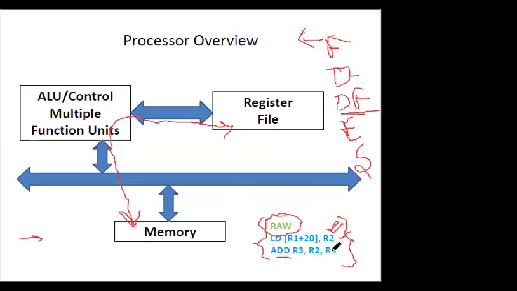When it tries to fetch data from R2 and R4, it will see that it has to wait for R2, because R2 is already under process. R2 has to be written by this load instruction. So until this load instruction executes, it will then store that data in the register file. Till that time, this add instruction is waiting in this ALU to execute, waiting for R2.